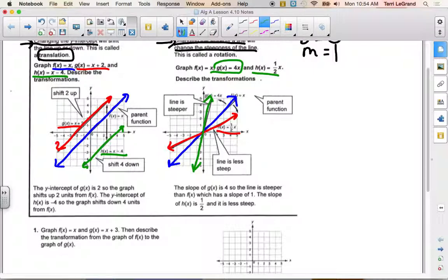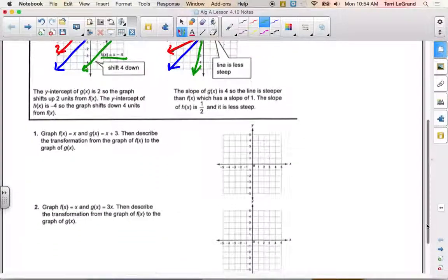How do we think we're going to be able to tell when the new line would be steeper than the parent function? Cameron? When the slope of the new line is greater than 1. The one that is steeper on here has a slope of 4, and that's greater than 1. And when it's less than 1, it got less steep, didn't it? Those are going to be things we use to help us make decisions.